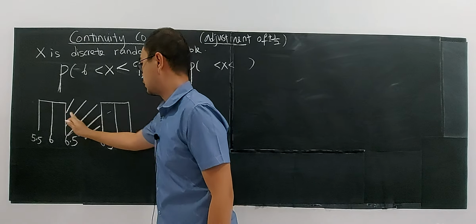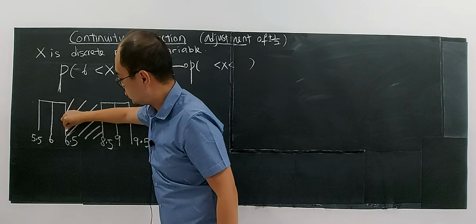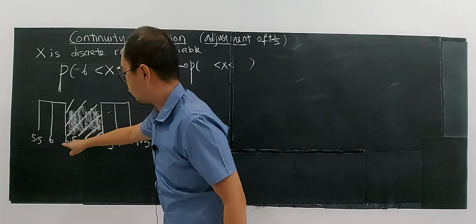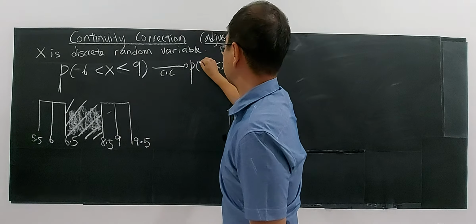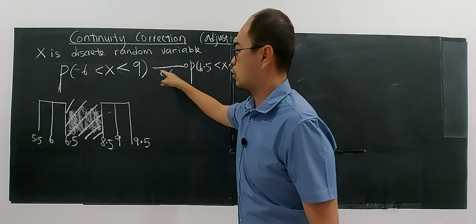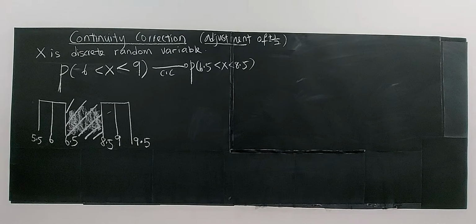8.5, right? You see the colored region, you see the one that I shaded. It's from 6.5 up to 8.5. This is the continuity correction. Alright, for this case here.